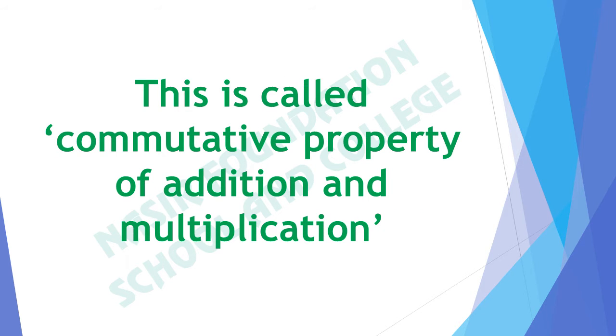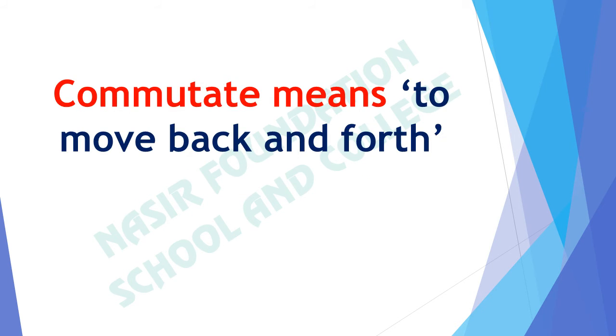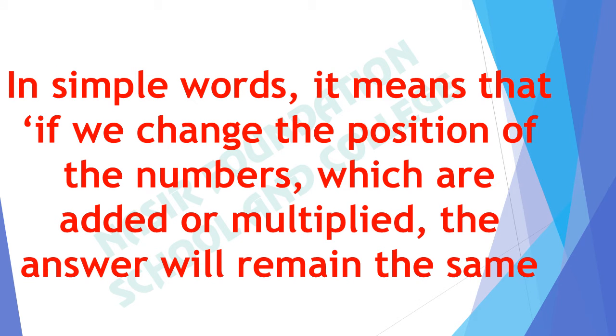This is called the commutative property of addition and multiplication. Commutate means to move back and forth. In simple words, it means that if we change the position of the numbers which are added or multiplied, the answer will remain the same.